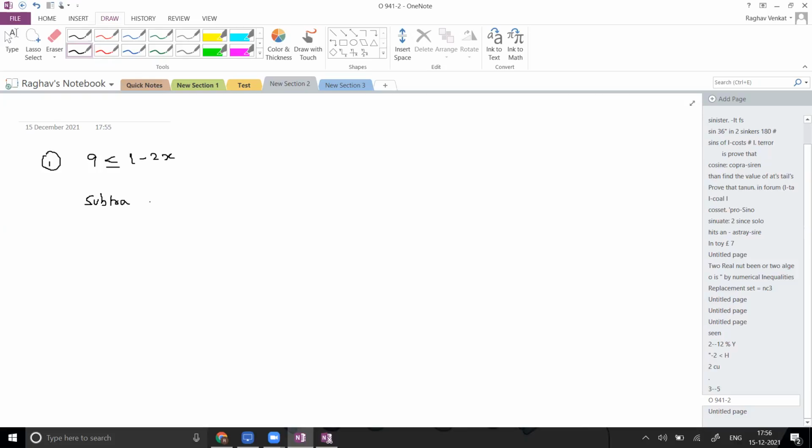Subtraction doesn't affect the symbol. Subtract 1 on both sides. So this will be 9 minus 1 less than or equal to 1 minus 2x minus 1. So it will be 8 less than or equal to minus 2x.